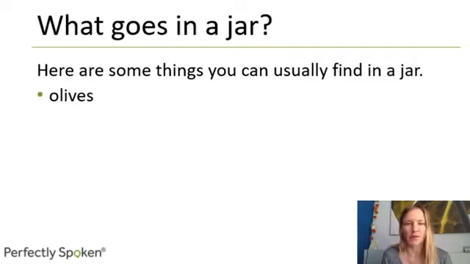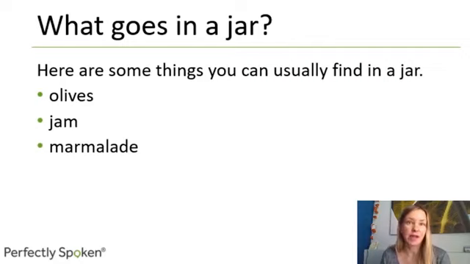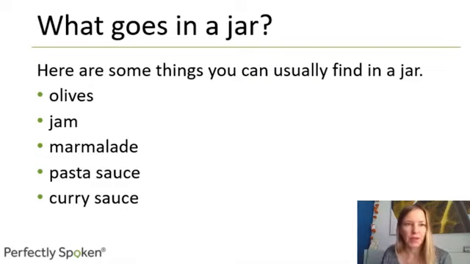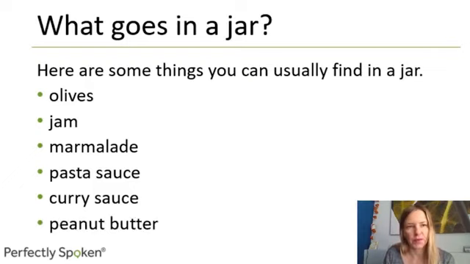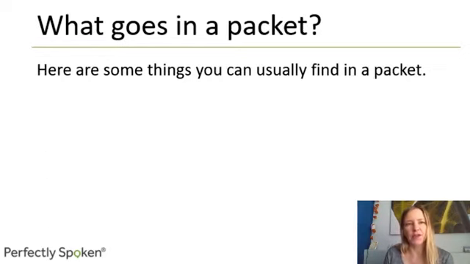Well, some examples. So we've got olives, jam, apricot jam, strawberry jam, marmalade, which is similar to jam, but made with oranges. Pasta sauce sometimes goes in a jar, and curry sauce sometimes goes in a jar. And of course, peanut butter, very popular in the United States. You can find peanut butter in a jar.